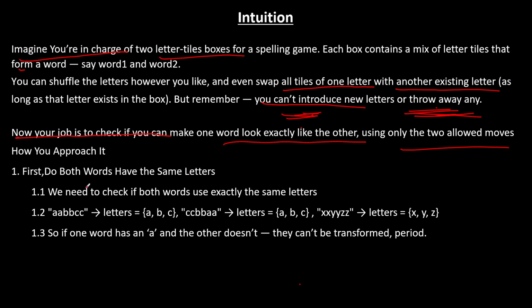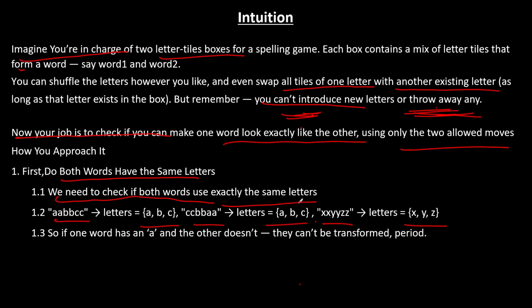So what have I written here? Do both words have the same letters? As I said, we need to check if both words use exactly the same letters. Like it's ABC here, so ABC is there and ABC is there, right? But if you have XYZ, the length is equal, right? You can see this length is equal in both: double X, double Y, double Z, and double C, double B, double A, right? But the characters are not equal.